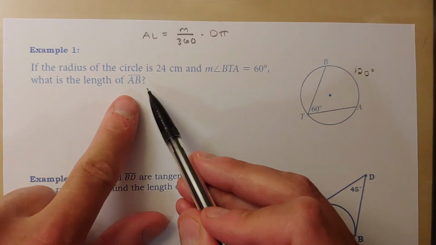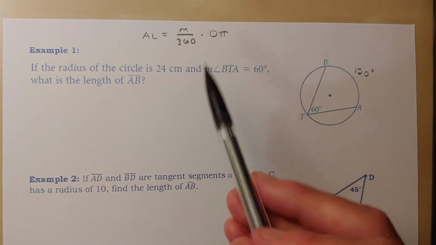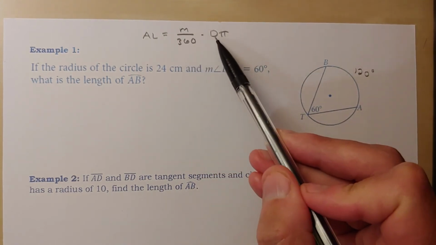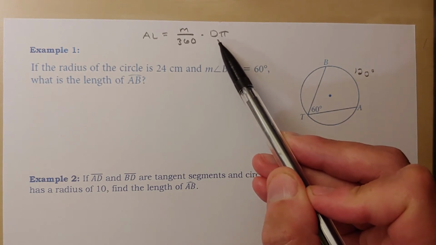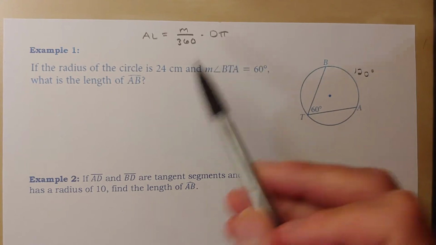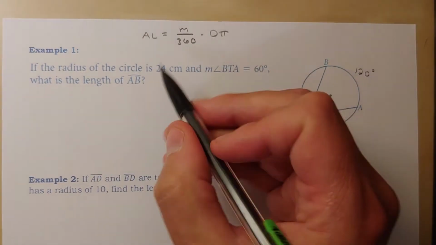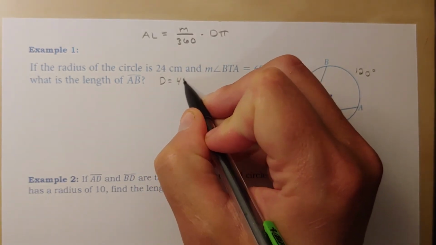This would be a 120 degree arc measure. To find the length of arc AB, we're going to use this formula. And notice that for our formula, we only need two things. We need the measure of the arc that we're looking for, and we need the diameter of the circle. Or, of course, they could give us the radius, because if we knew the radius, we'd also know the diameter, and vice versa. In this case, we're given the radius is 24. That tells me the diameter is twice as much. So my diameter is 48.